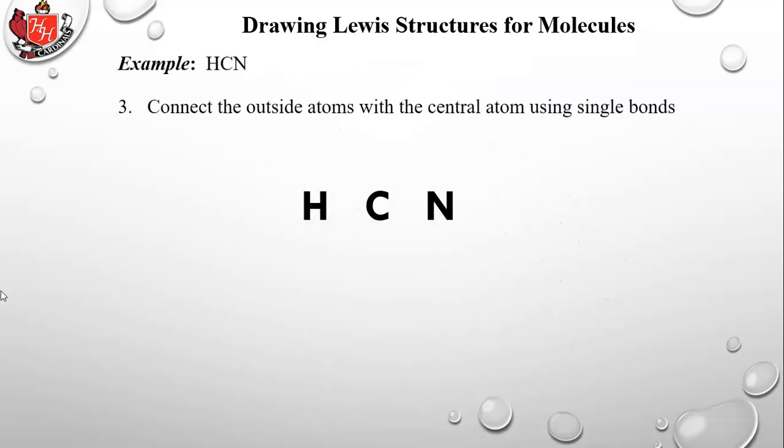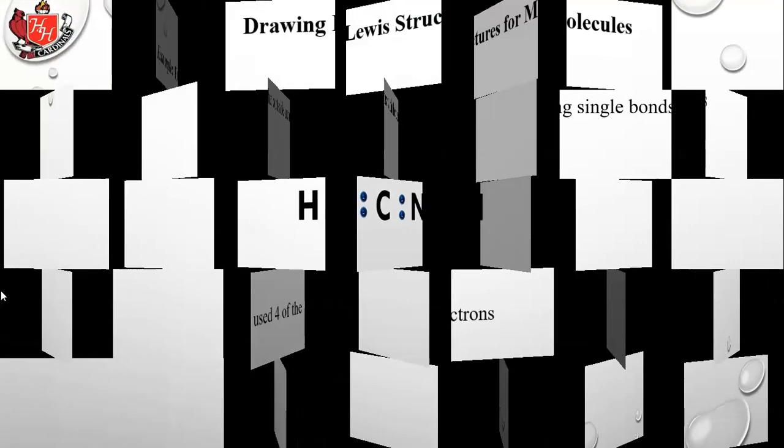So connect the outside atoms with the central atom using single bonds. Okay, so there we have 4 electrons. We've used 4 of the 10 electrons that we have to be able to place. We have now used 4 of them.